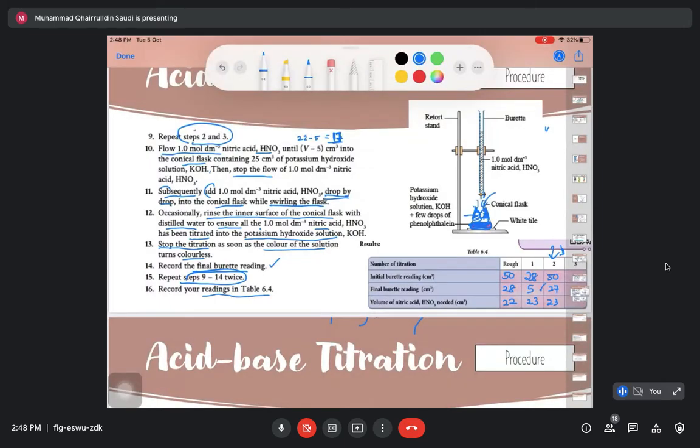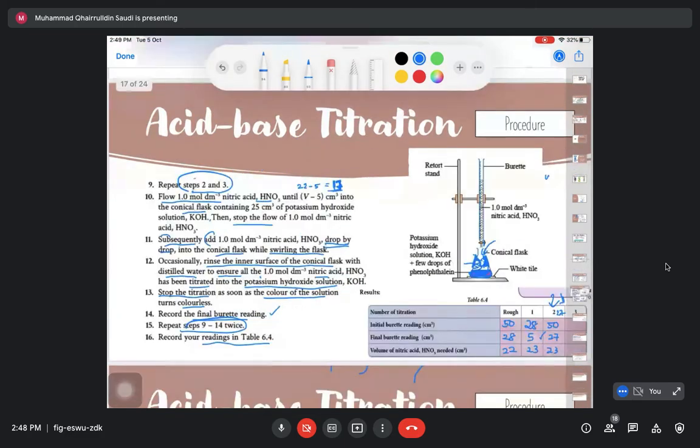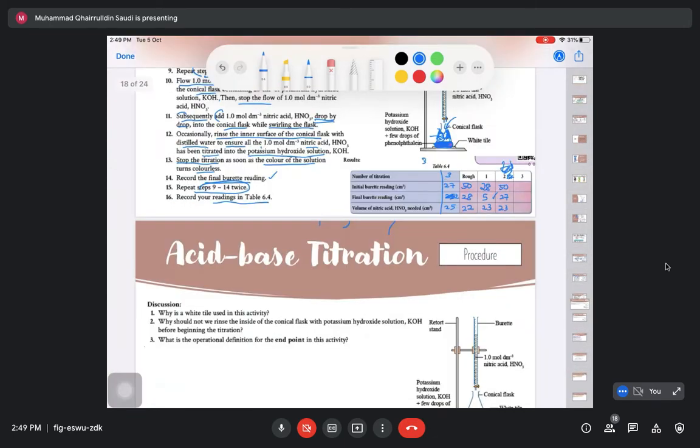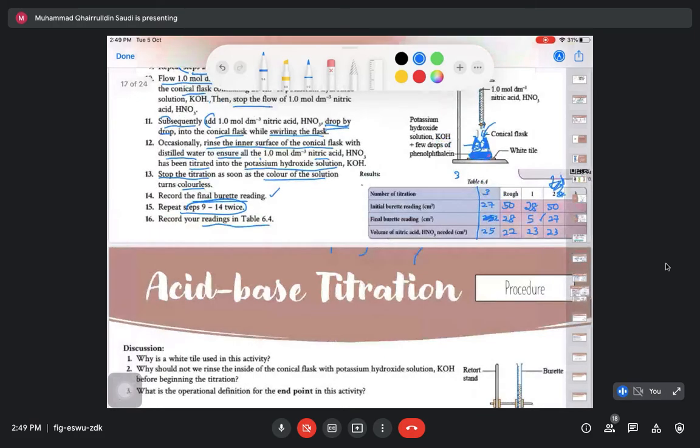Awak buat lagi satu. 27. Bacaan yang ketiga. 27. Awak start. Kemudian awak end dekat 2. So 25. So ini adalah result awak. So this is your result.